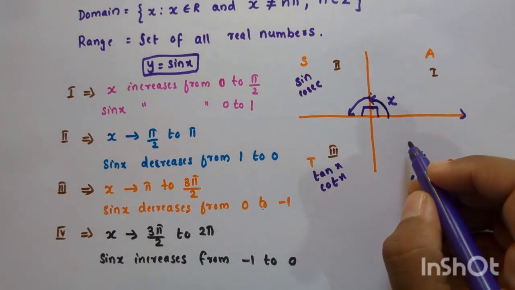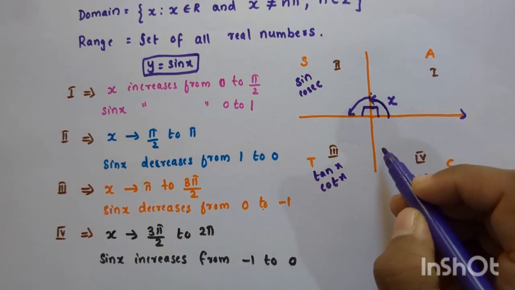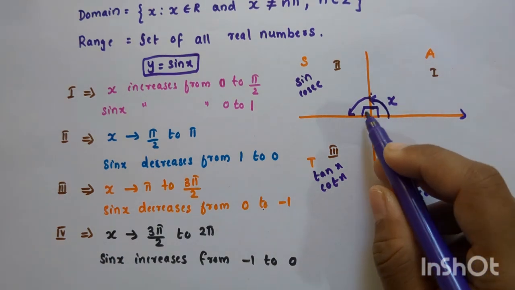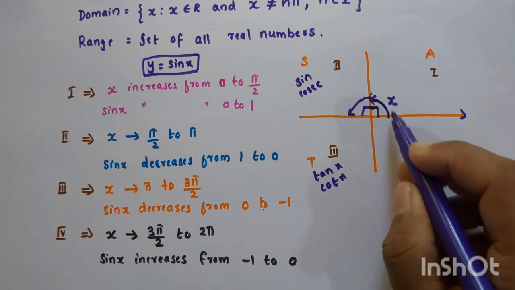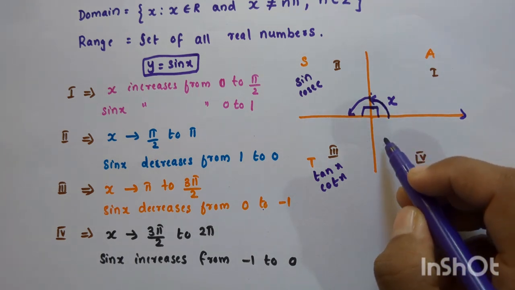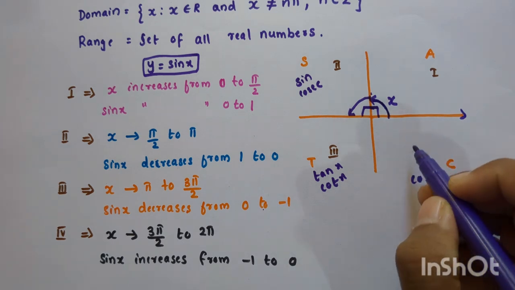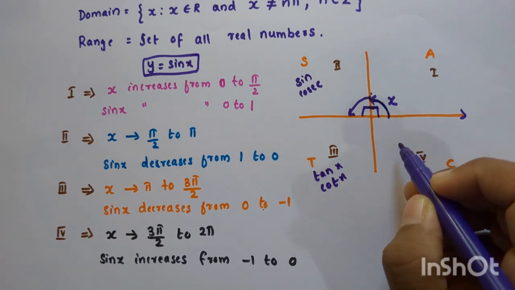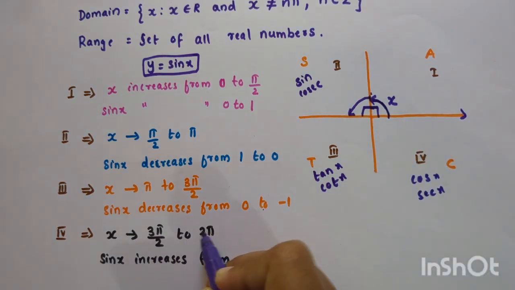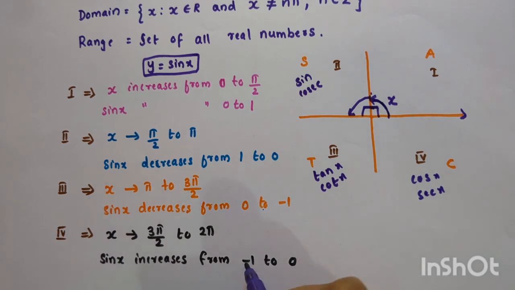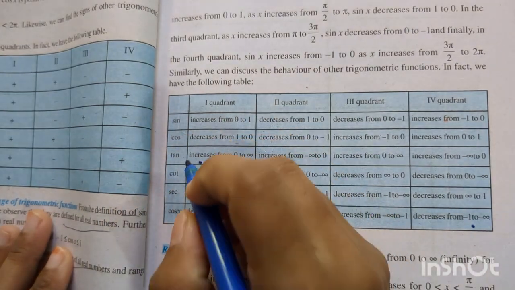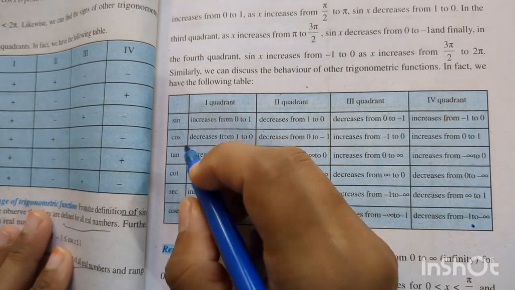And in the fourth quadrant, the angle x increases from 3 pi by 2 to 2 pi. That is, we get one complete revolution, so we come back to the same point. The total angle will be 2 pi radian or 360 degrees. So in the fourth quadrant, as the angle x increases from 3 pi by 2 to 2 pi, the value of sin x increases from minus 1 to 0. So we have just discussed the behavior of the trigonometric function sin x.